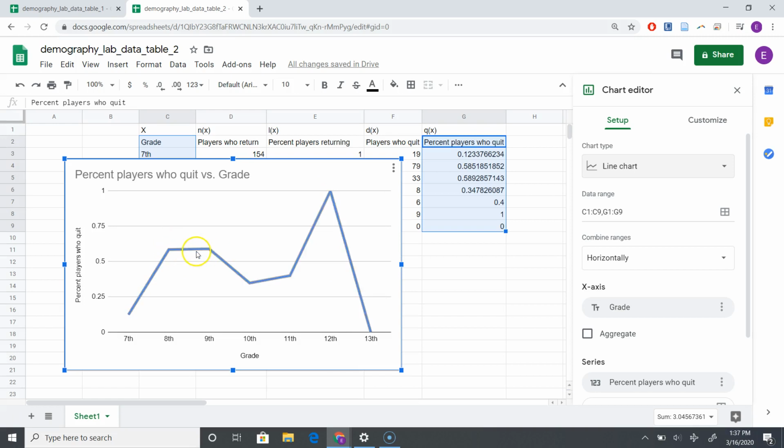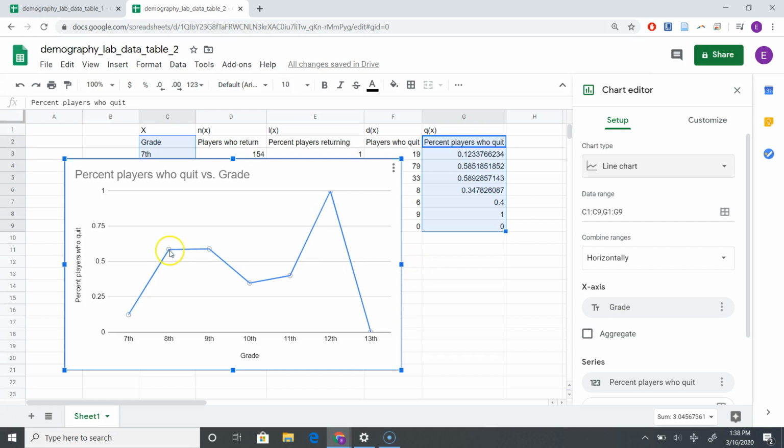But we have this sort of plateau here, which just means a lot of people are quitting in the 8th grade and a lot of people are quitting in the 9th grade. Now, again, if we were thinking about this in terms of high schoolers, what would this mean? Answer that question to yourself. What does this mean to you? Why would people quit playing sports in 8th grade and 9th grade?